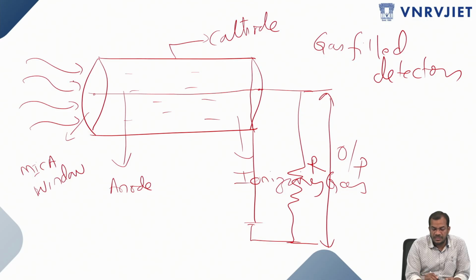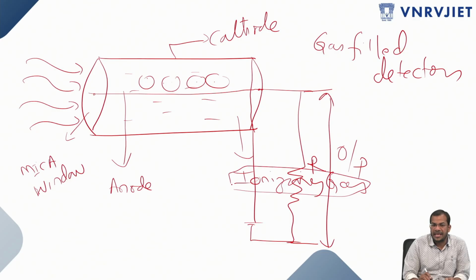where these particles, beta or gamma particles, will collide with this gas molecules, which is called an ionizing gas, and then ionization takes place. Thereby it divides into positive and negative. They go and deposit on their respective anode and cathode.